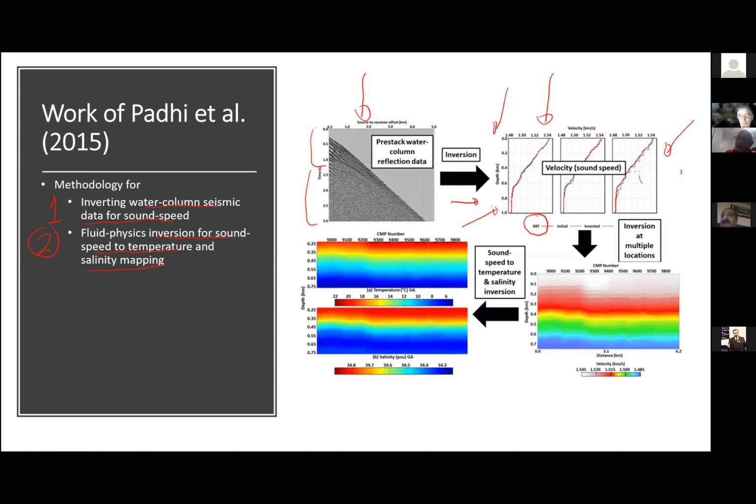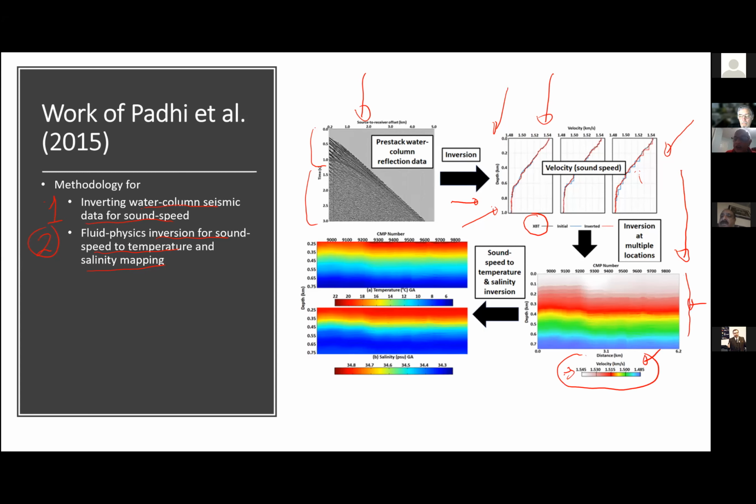So he went ahead and inverted for an entire 2D seismic line. And this is the sound speed estimation over the 2D seismic line. So this is again the velocity, and you can see the range 1545 to 1485.